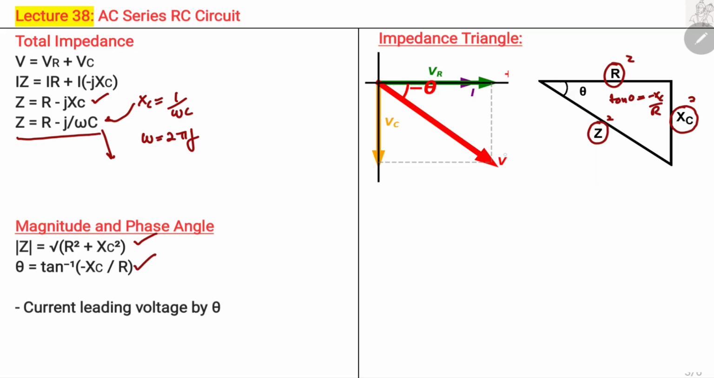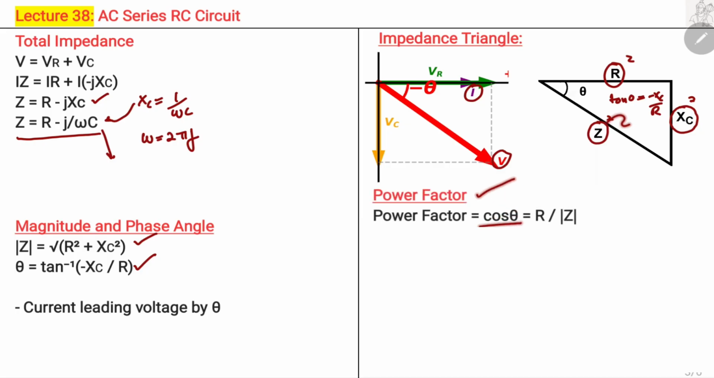In the phasor diagram, if we look from the perspective of voltage, we can say that the current is leading the voltage by an angle of theta. The power factor, which defines the quality of the power, is simply given by cos theta, which is R by Z from this impedance triangle.